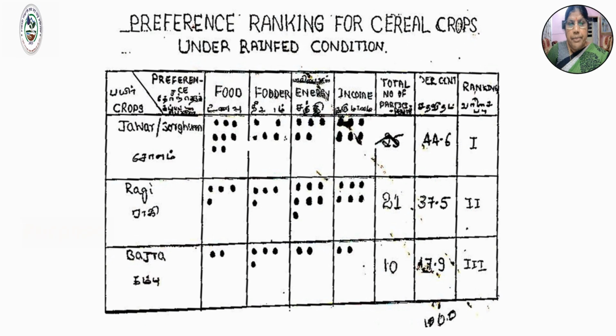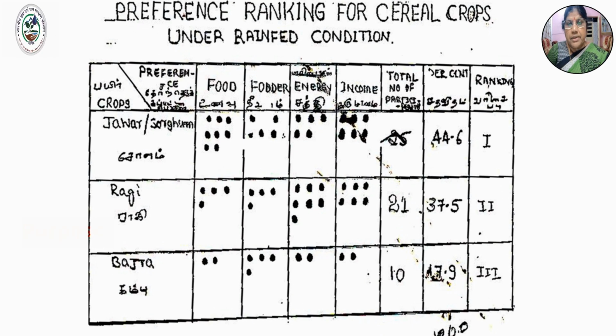Here is another example for preference ranking of the watershed farmers of Salur watershed for cereal crops. Here in the matrix, in the rows, the major cereal crops grown in that watershed are given, and in the columns, the criteria given by the farmers to prefer those crops are given, and the farmers were asked to give the scores for each crop against each criteria. Finally, by adding the scores, the ranks are given. Based on the rank, we can know which crop is preferred first by the farmers, and accordingly we can plan for increasing the production and productivity through demonstration on improved package of practices.